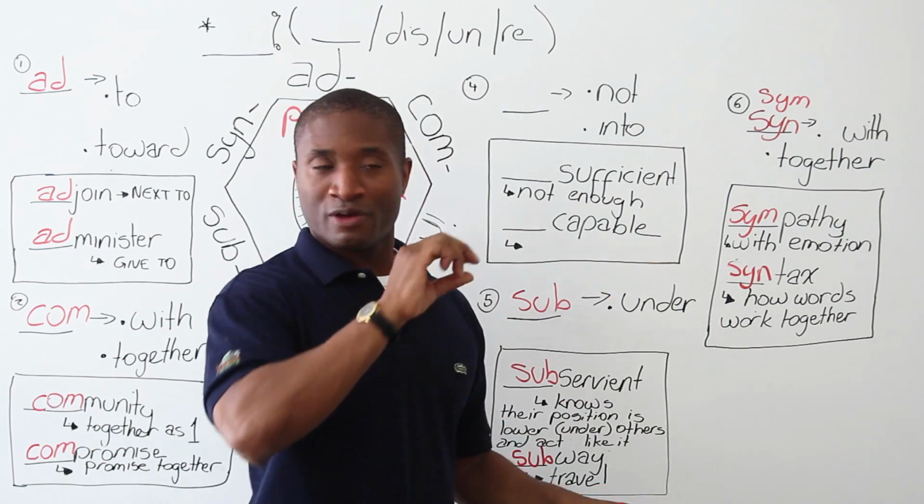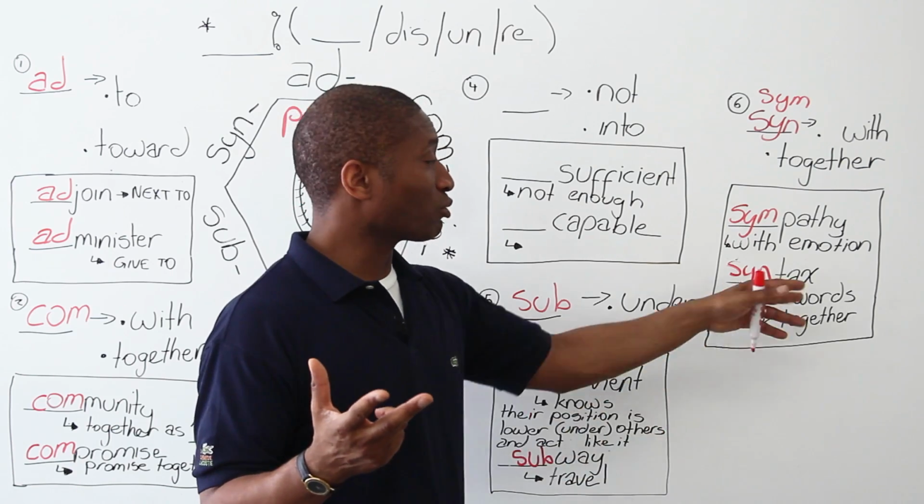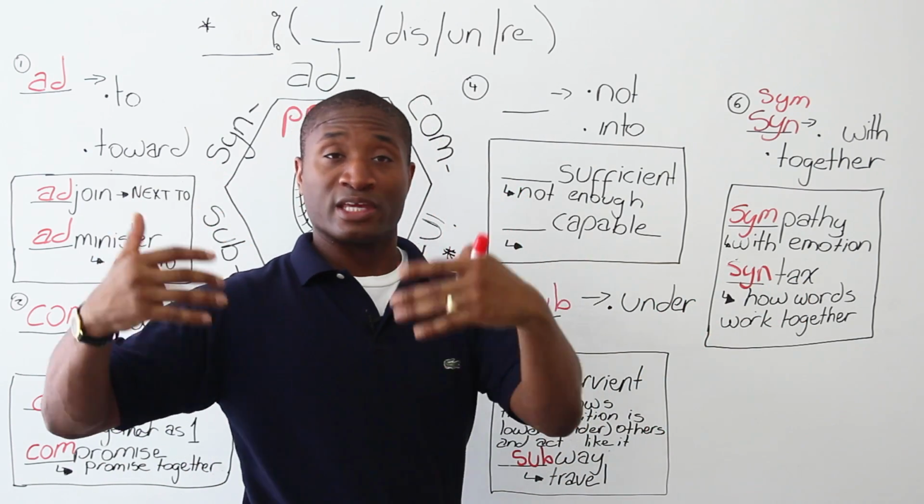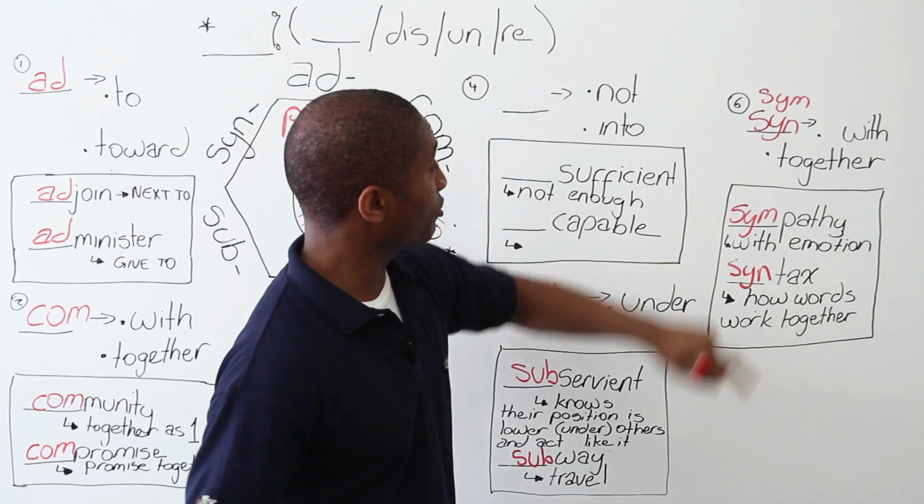So your teachers will go, you have great writing, but the syntax is off. They're saying your words don't work well together for the way the English rules work. And that's syntax, together and with.